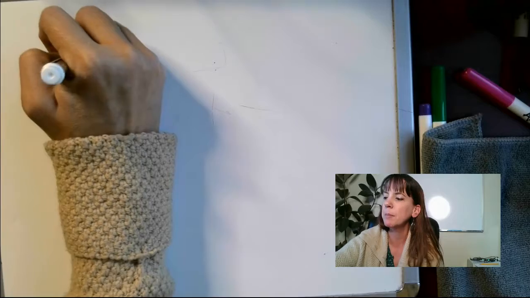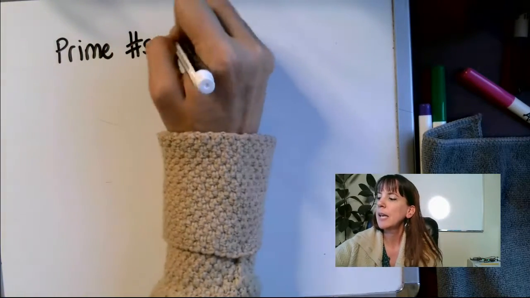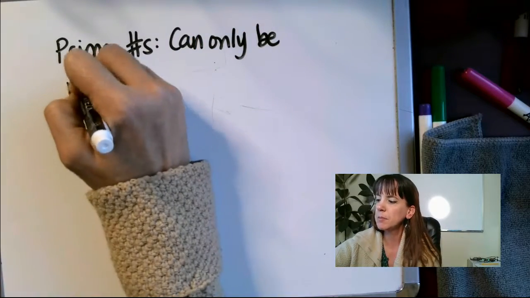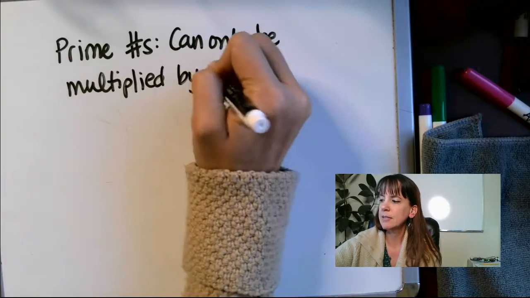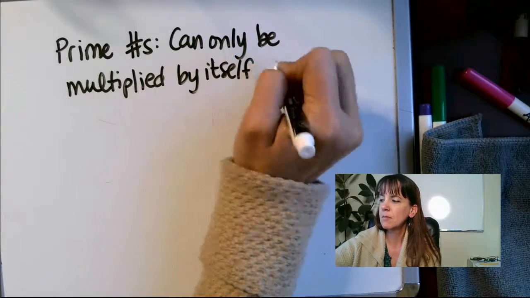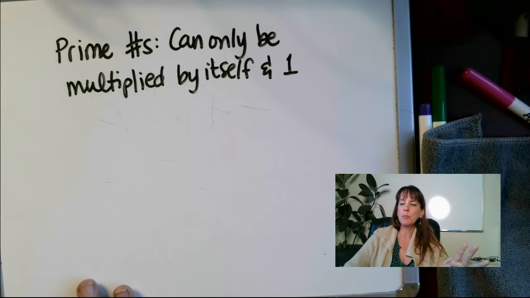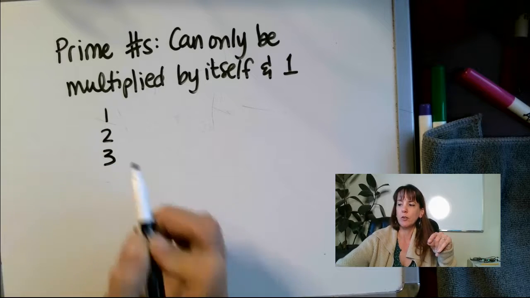Prime numbers can only be multiplied by itself and 1, okay? So we're going to list the first few prime numbers that you're going to need. First is 1, 2, and 3. Those are all prime numbers.